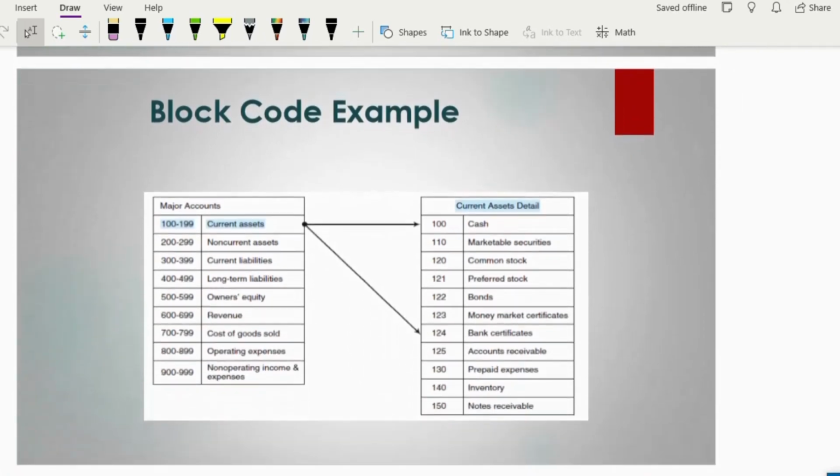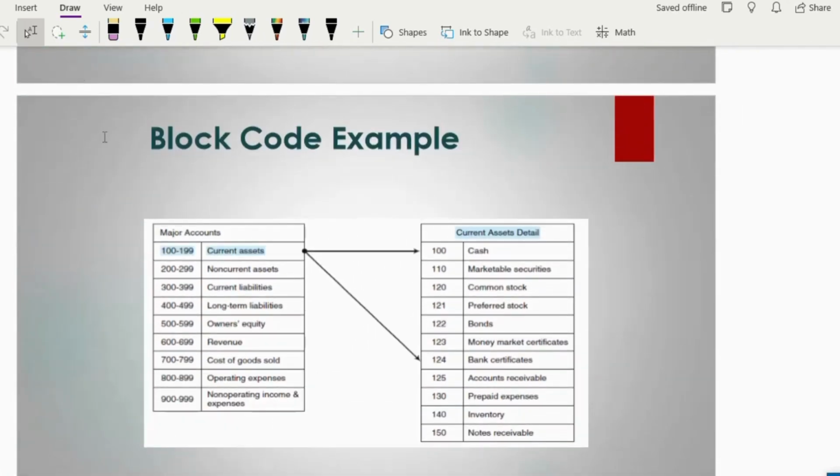This is the example of the block code. If you can see over here, we have designed that from 100 till 199 all the current asset accounts will be there. And if you see, we are having a margin. Cash is 100, but marketable securities are 110. So what is in between? That's future expansion. We are blocking them, right? So this is how we design them.